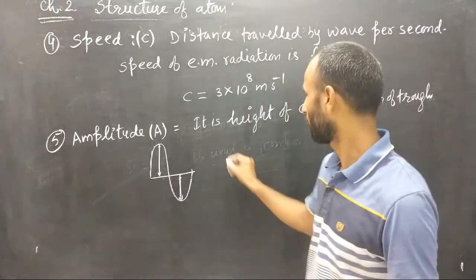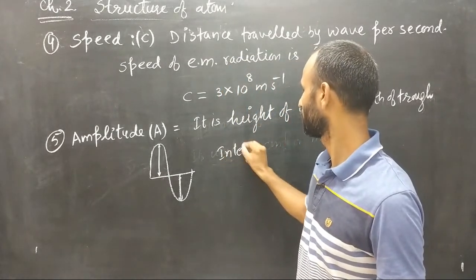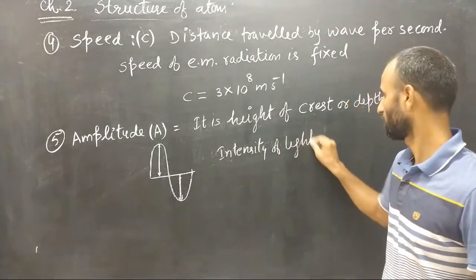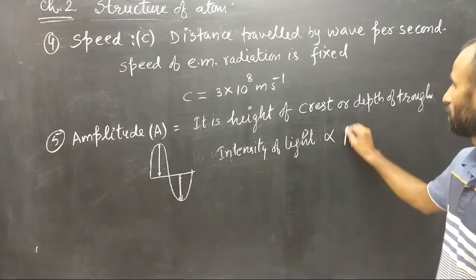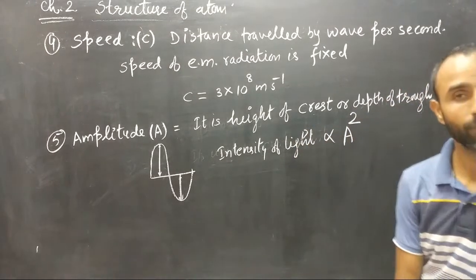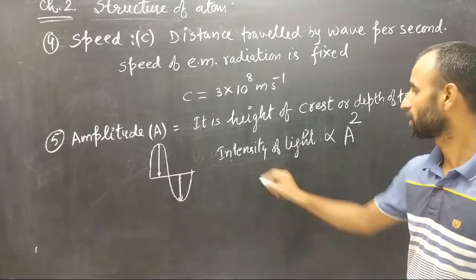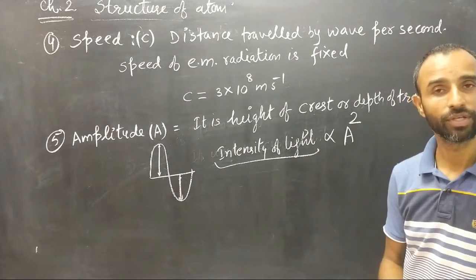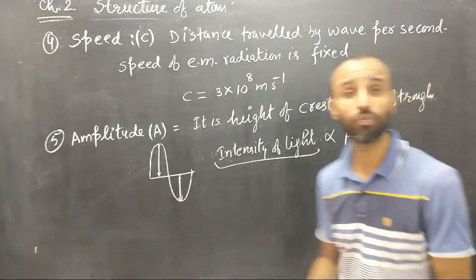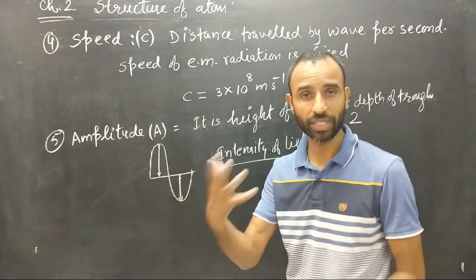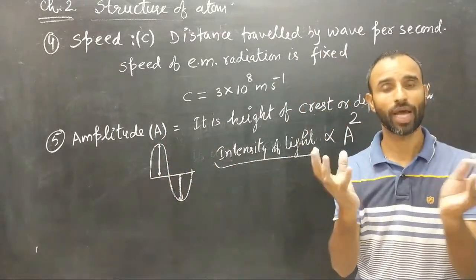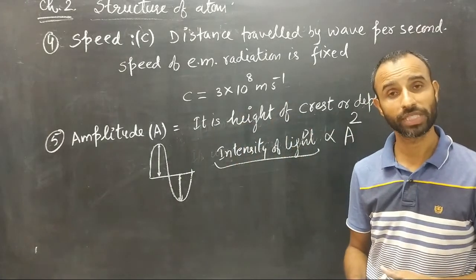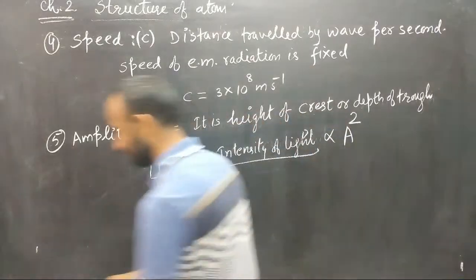Okay, and the intensity of light is proportional to A square. Amplitude square determines the intensity of light. ठीक है, number of photons passing through. Intensity means the number of light packets passing through a given point in 1 second. Okay, right.